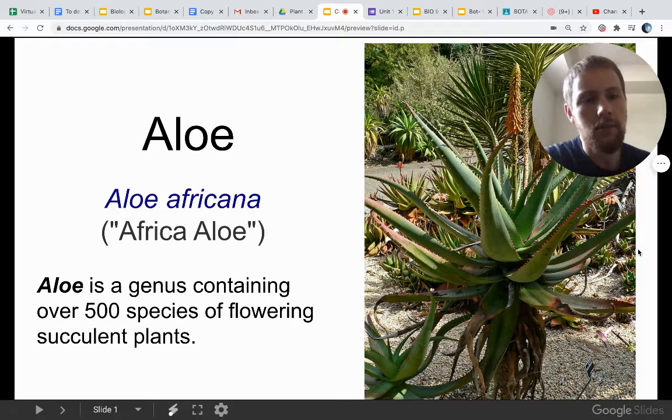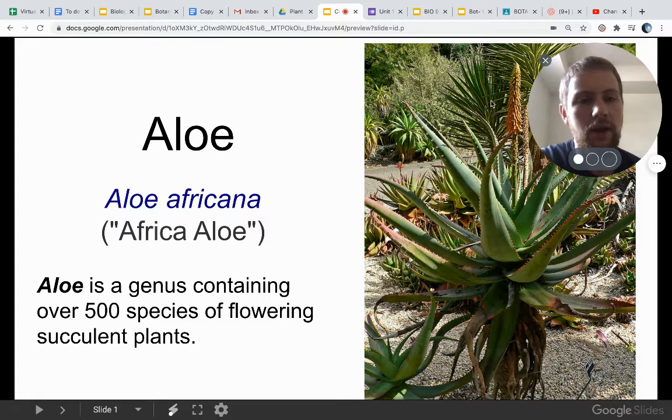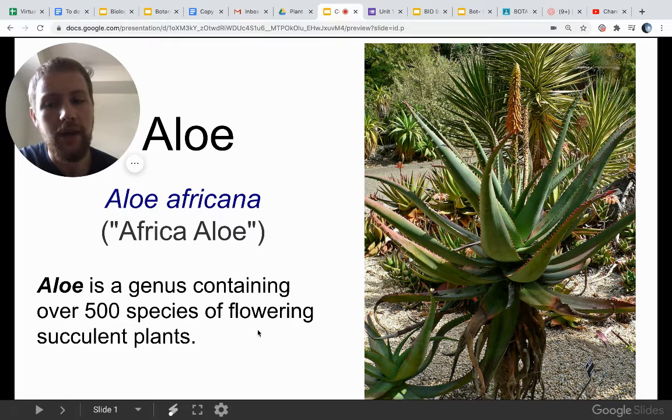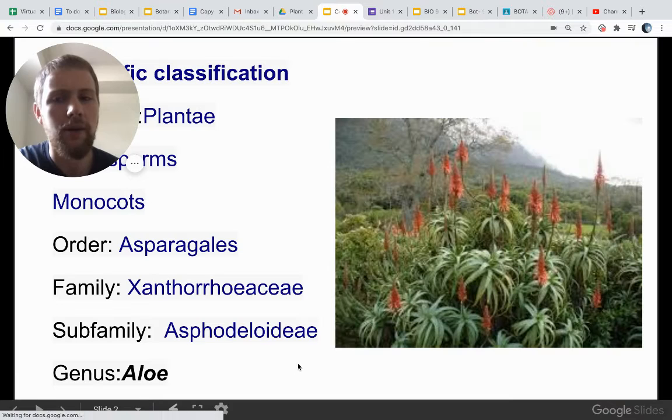Okay, so let's talk about aloe vera, what we are propagating in class this week. Aloe, or Aloe africana, African aloe, is a genus containing over 500 species of flowering succulent plants. They are succulent plants, meaning that they have that waxy cuticle that allows them to hold water. And they are flowering plants, so they are angiosperms. We've talked about that this week, as well as last week with our structural flower diagram.